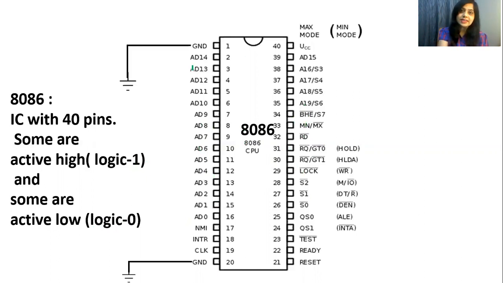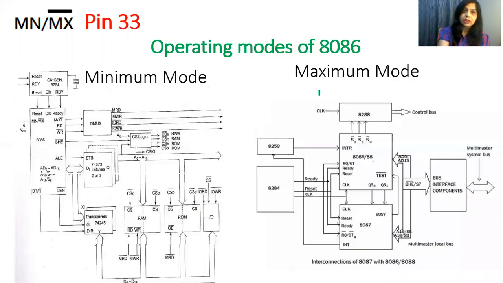Now in 8086 there are two ground pins and we have to ground these pins. There is one VCC pin, that is pin number 40, and here we have to apply 5 volt DC voltage. Now 8086 operates in two modes: one is minimum mode and the other is maximum mode.